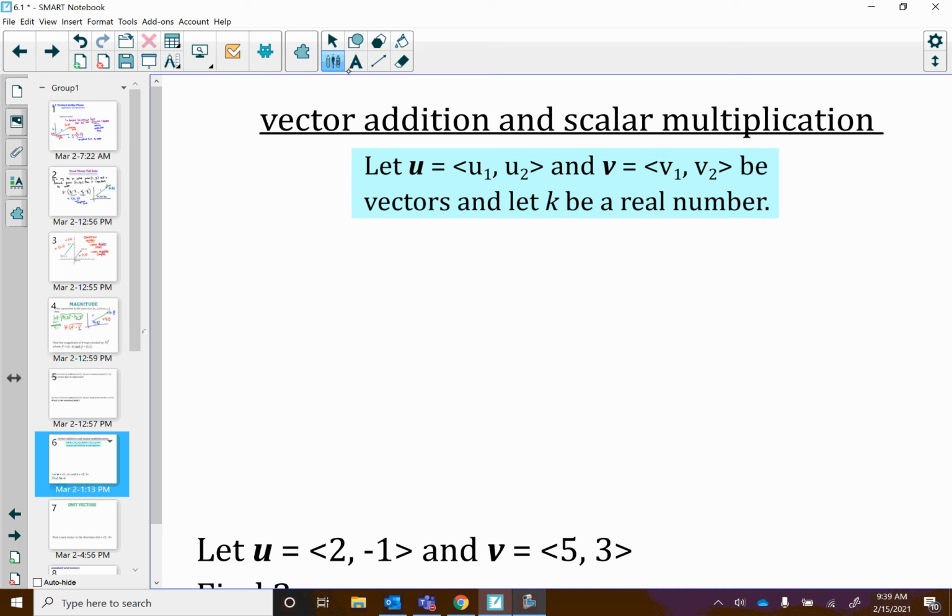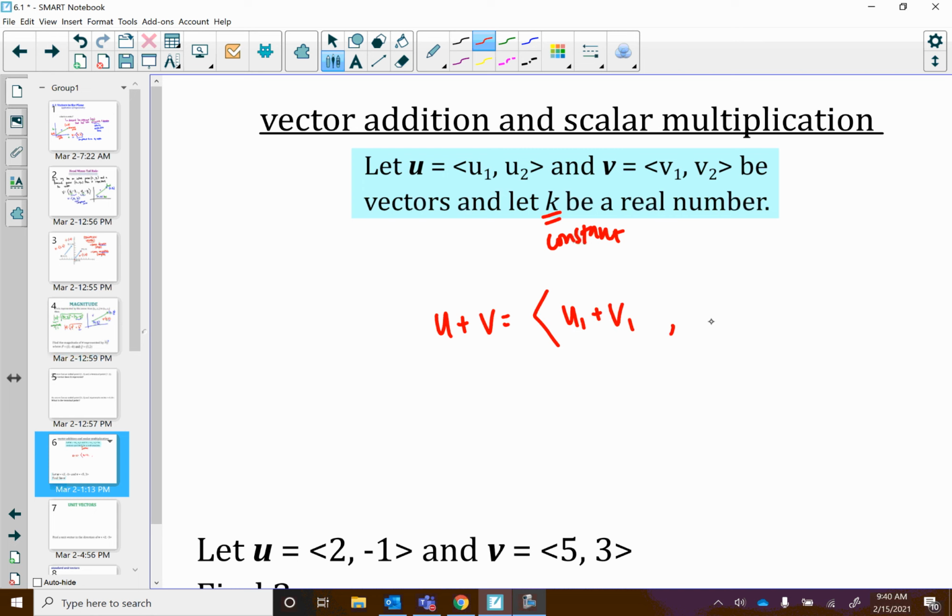So we are going to consider u and v as two different vectors. u has the components ⟨u1, u2⟩, and v has the components ⟨v1, v2⟩. And k is going to be any real number. So k is just going to be a constant. If I want to find vector u plus vector v, it works out how you would hope, where we are going to add the pieces that are in the same spot. So ⟨u1 plus v1, u2 plus v2⟩.